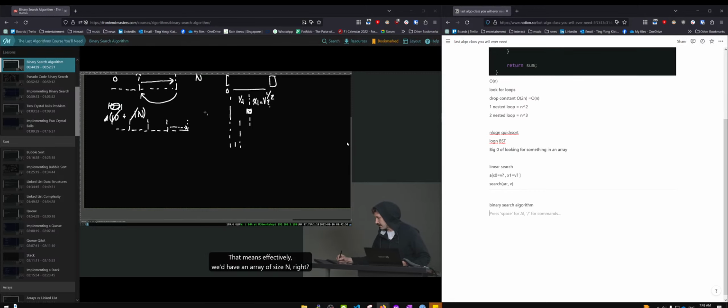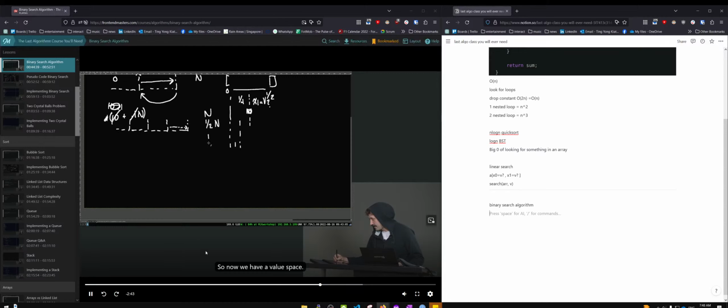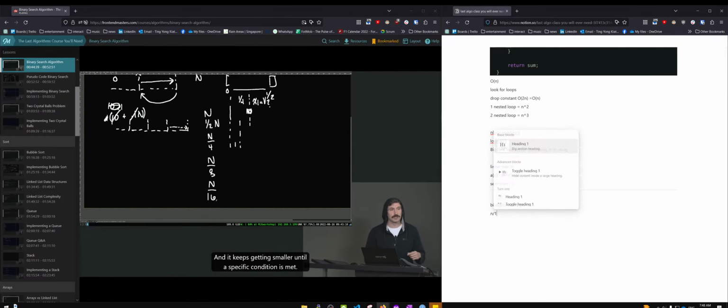And so let's think about how that works. That means effectively we'd have an array of size n, right? Then we halve it. So now we have a value space that we're looking at that is really n/2. Then we halve it again. So now we have a value space of n/4. Then n/8, and n/16. And it keeps getting smaller until a specific condition is met.